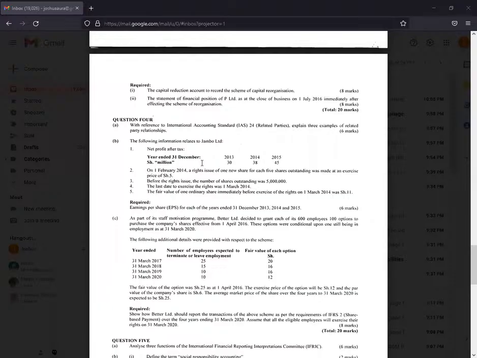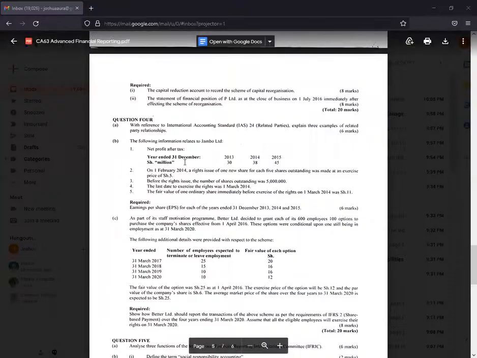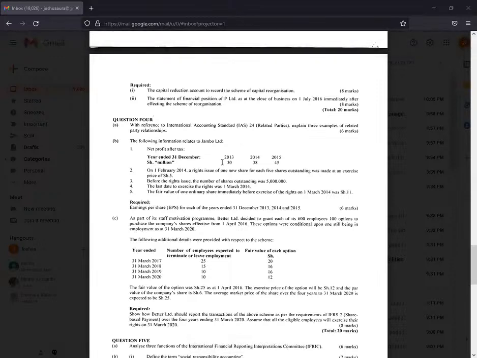So I'm told here the following information relates to Jambo Limited. I can see the net profit after tax for 2013, 2014, 2015, in shillings millions. I'll do 2 of them today. I'll do one which is for basic EPS and one which is for diluted. Today, you guys are very lucky. So I can see the net profits after tax for the 3 years.